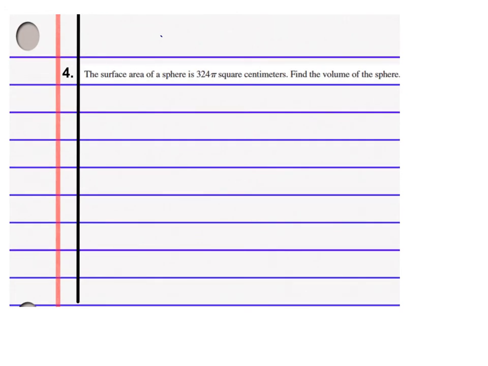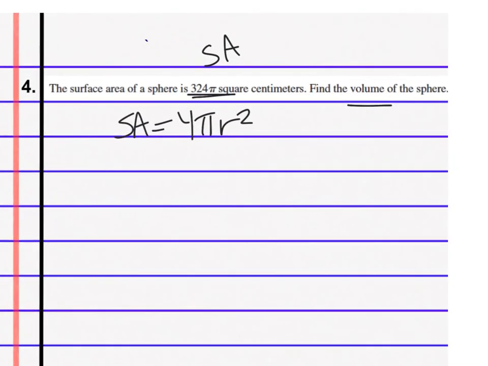All right, example 4. All right, this is kind of a fun problem. The surface area of a sphere is 324 pi square centimeters. Find the volume. We get to use both formulas. So fun. All right, so surface area is 324 pi. That formula is 4 pi r squared. So let's put in 324 pi for that. 324 pi equals 4 pi r squared.